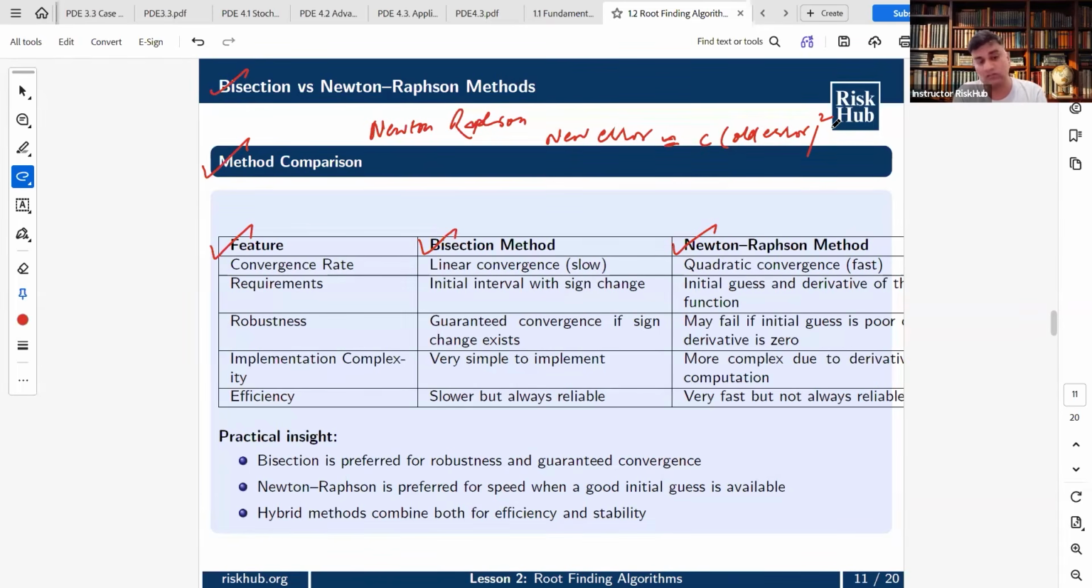In a hybrid approach, a common professional approach is to use bisection to safely bracket the root, and use Newton to converge quickly. If Newton jumps outside the interval, fall back to bisection. This gives speed and reliability. Okay, so bisection is preferred for robustness and guaranteed convergence. Newton-Raphson is preferred for speed, and when a good initial guess is available. Hybrid methods combine both for efficiency and stability. Okay, so that is what we have.